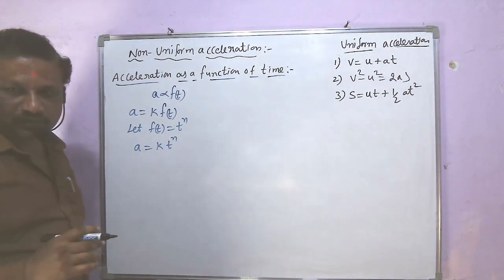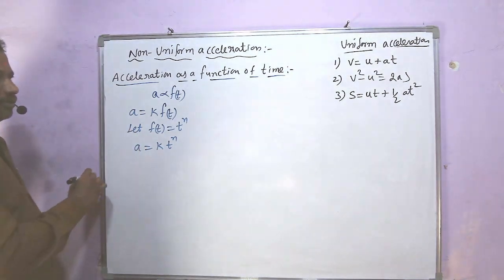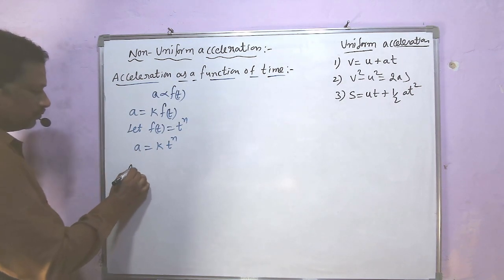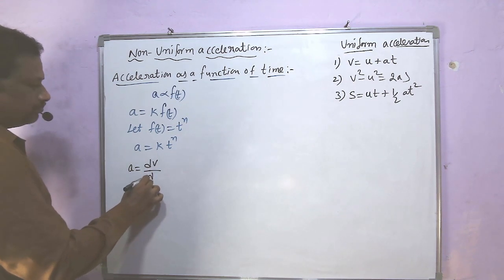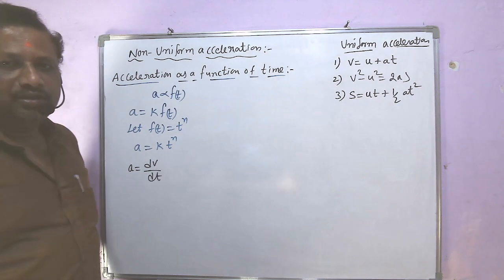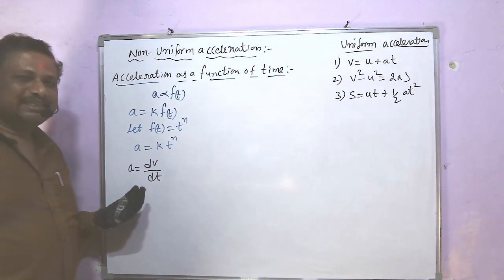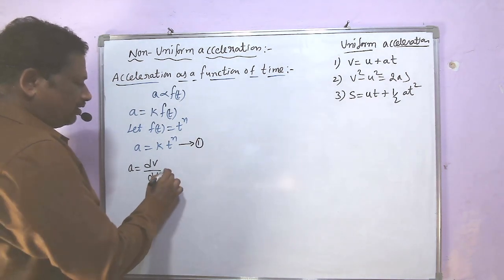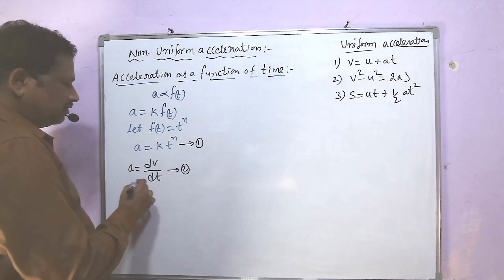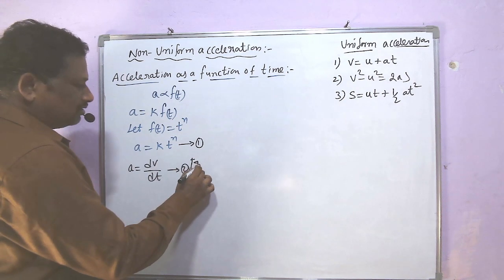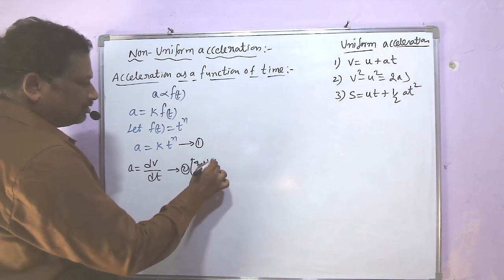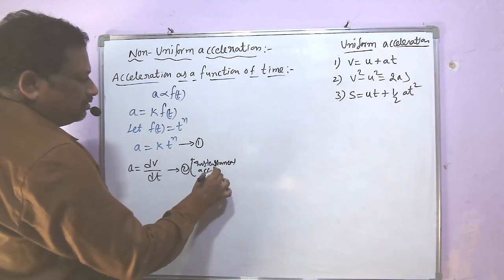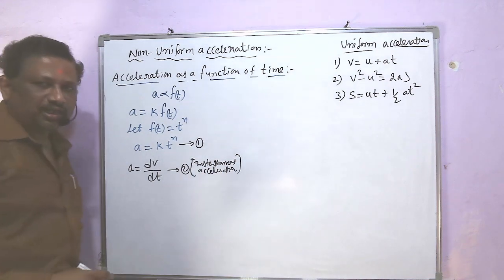So now you see acceleration as a function of time. We know acceleration a is equal to dv by dt. This is instantaneous acceleration. Let this be equation 1, and this is equation 2. This is the instantaneous acceleration we consider.